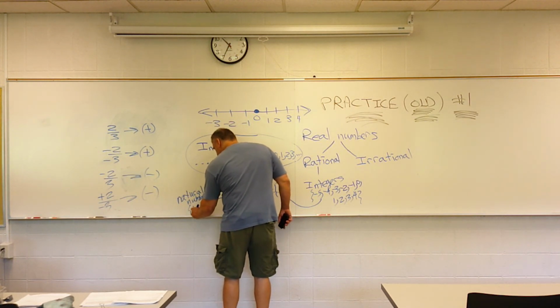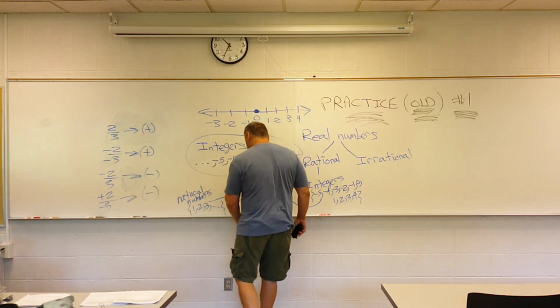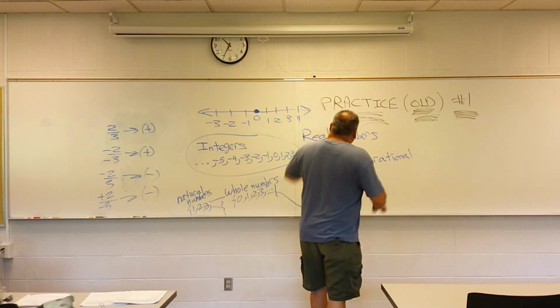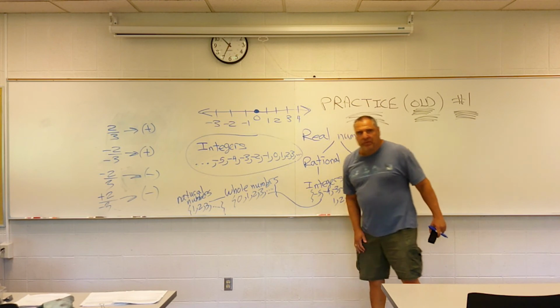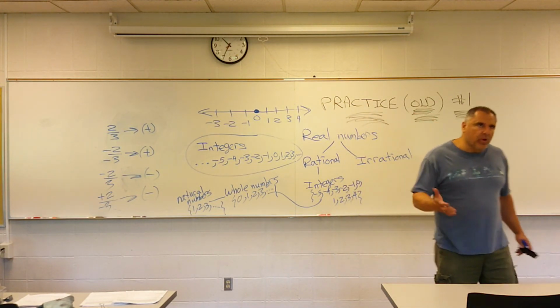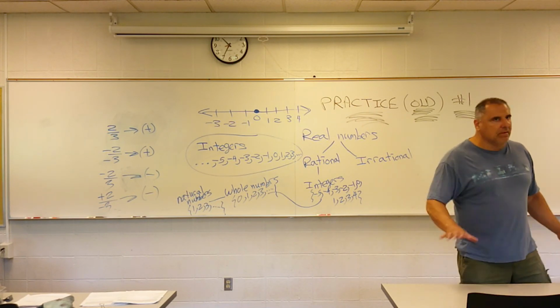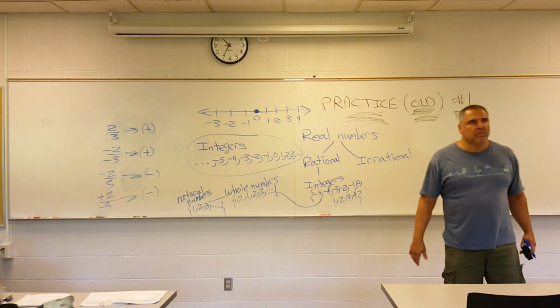And that's the counting numbers. So these are all under the category of rational numbers. Every Corvette is a car. True. Every car is a Corvette. No, that's not true.